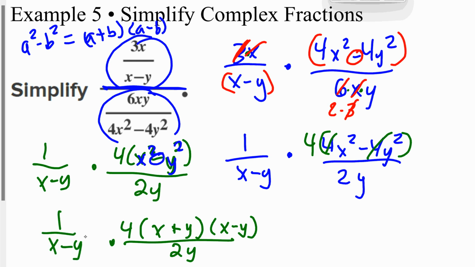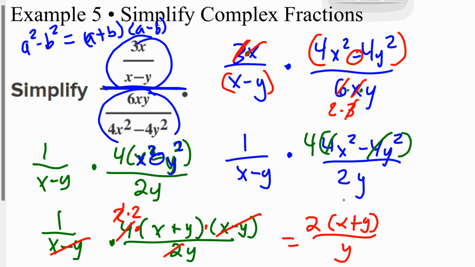So now this factor x minus y can cancel with this factor x minus y, because now it's multiplication, and I cancel over multiplication. And then this 4 will cancel out with one of its 2's with this bottom 2. So on top I have 1 times 2 and an x plus y factor. And on bottom I just have a y, and there, that is it.